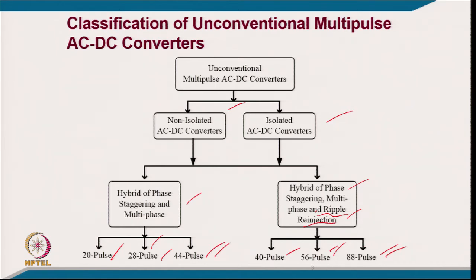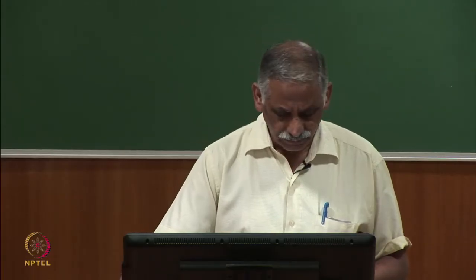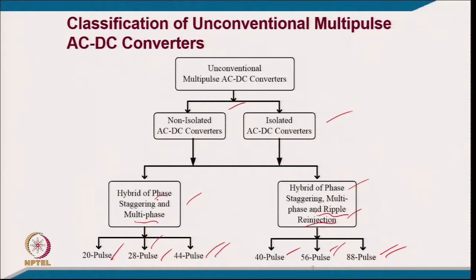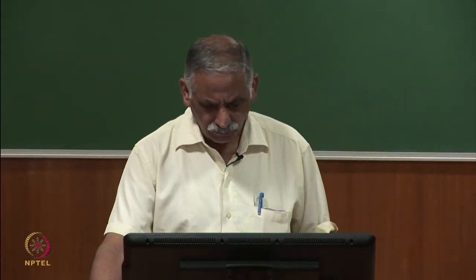So, there are 3 concepts in multipulse converters. The first is the multi-phase concept, we are using multi-phase. Then the second concept is phase staggering, that also we are using in this case, and then the third concept we call ripple injection. So, all 3 concepts in these 40 pulse, 56 pulse and 88 pulse converters, we are using: phase staggering, multi-phase and ripple injection. These are the 3 techniques which we use in multipulse, and these are the interesting converters to increase the number of pulses and reduce the THD of supply current, total harmonic distortion of supply current, and get a good quality of output voltage with less ripple as well as less ripple factor, we are able to go with these number of pulses.